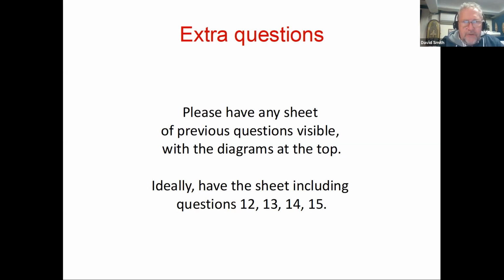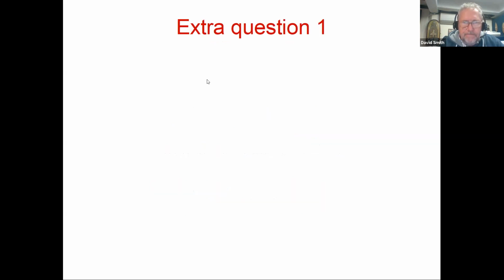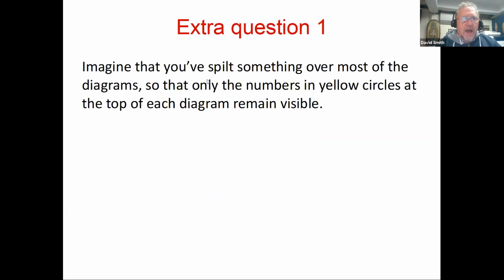So these extra questions. Here we go. Extra question 1. That looks as though it's working okay. I want you to imagine, if you're looking at all those diagrams, which you'd get in the red book or the blue book or diagrams generally, that you've spilt something over most of the diagrams, so you can see a little bit. And the only bit that you've left, because it's pretty extensive spill, are those yellow numbers in the yellow circles at the top of each diagram.